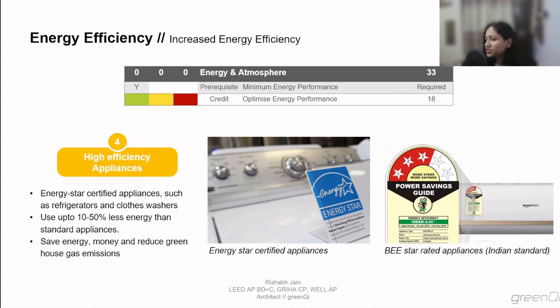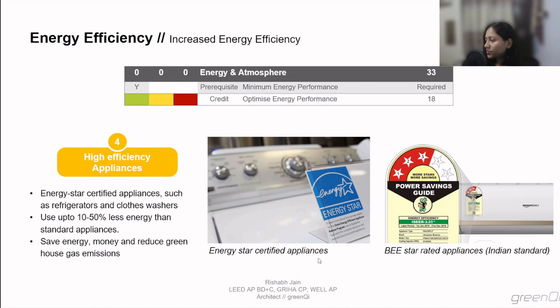So another energy efficiency strategy would be installing high efficiency appliances. When you're at home, you might see a lot of appliances with different star ratings. It could be on your washing machine, your microwave, your ACs. Those star ratings are actually the rating provided based on the efficiency of the appliance. So the higher the rating, or if there's a star there, then it is more efficient than the standard appliances.